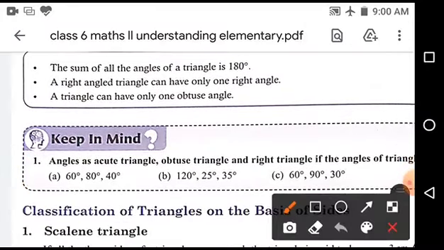Now students, you have to remember some points. First point is the sum of all the angles of a triangle is 180 degrees. Second one is a right angle triangle can have only one right angle. And the third one is a triangle can have only one obtuse angle. So these are the important points and you have to remember them.